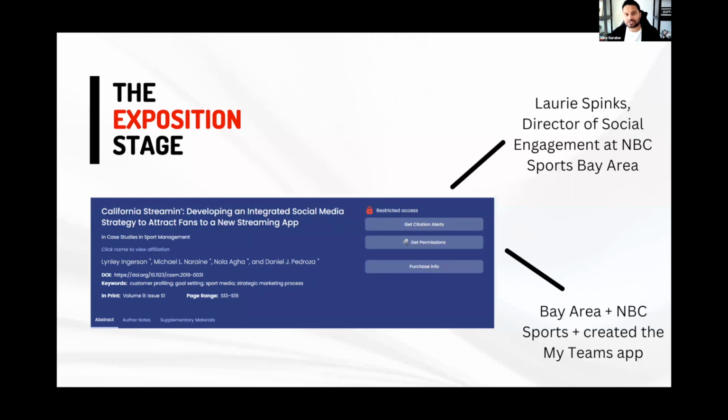So again, just to clarify, in this exposition stage, we're truly easing our audience into the case scenario, providing the details that are critical to continue on with the rest of the story, but also, it helps to anchor the case with a main character or protagonist. And as such, in this case, Laurie Spinks is that anchor point.